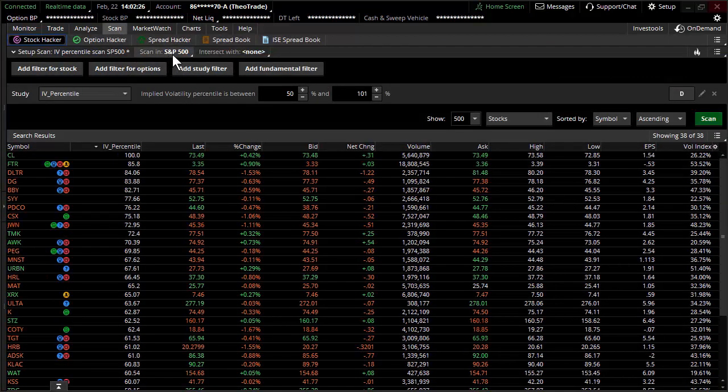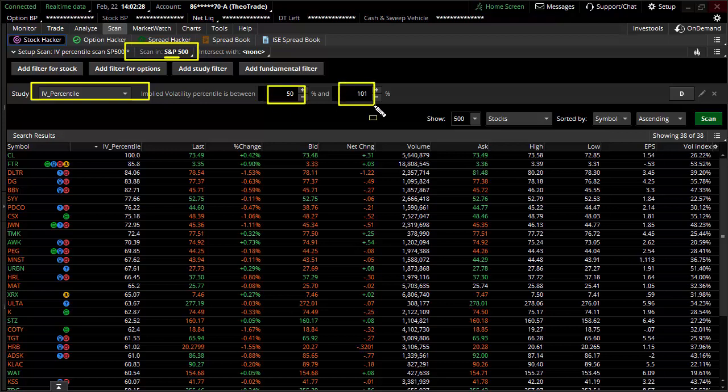So I scanned the entire S&P 500. Why do I like to run these scans and scrub the entire S&P 500? Not everything in the S&P 500 per se is liquid, but I wanted to look in the S&P 500 for IV ranks between 50 and roughly 100.